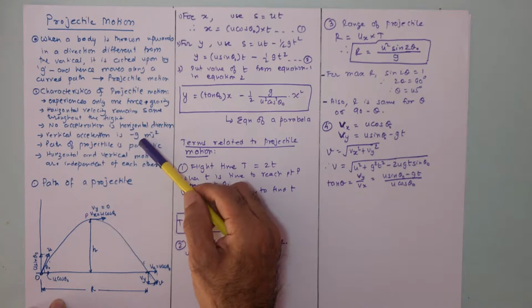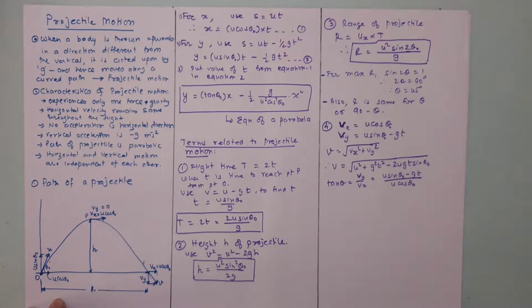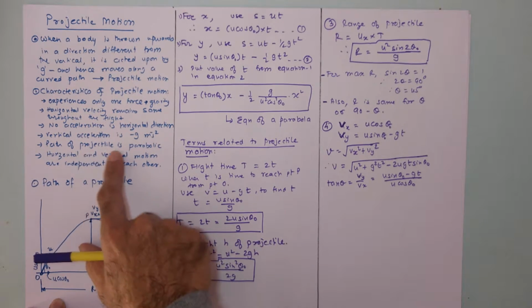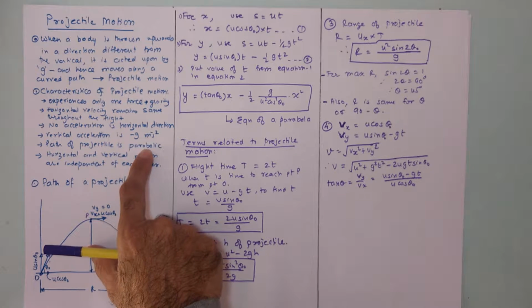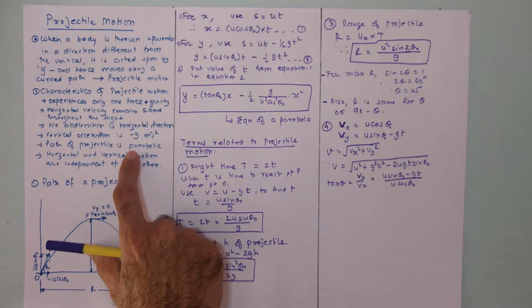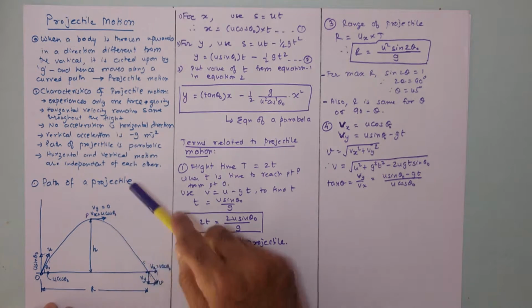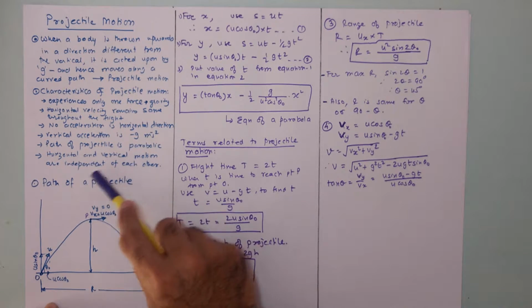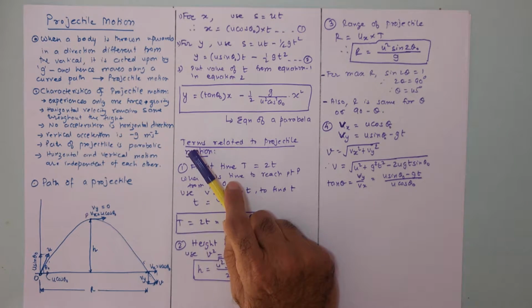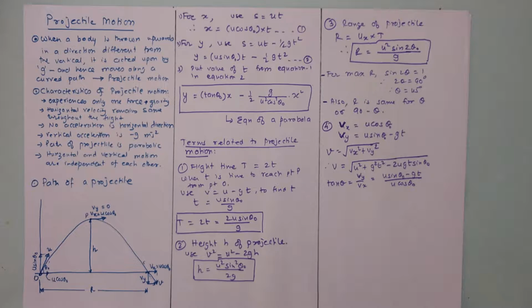Vertical acceleration, yes, and that is equal to minus g meter per second square. The path of a projectile is parabolic. When we derive the equation for projectile motion, we will understand this. And the last is that horizontal and vertical motion are independent of each other. So one doesn't impact the other.